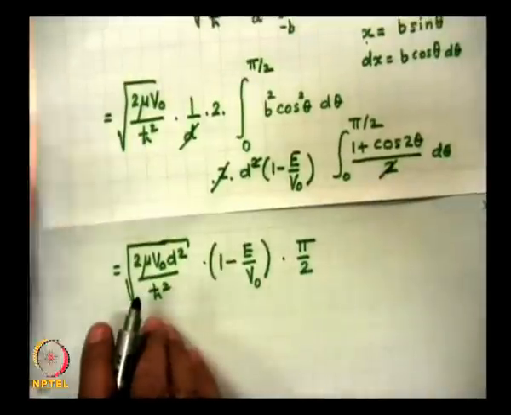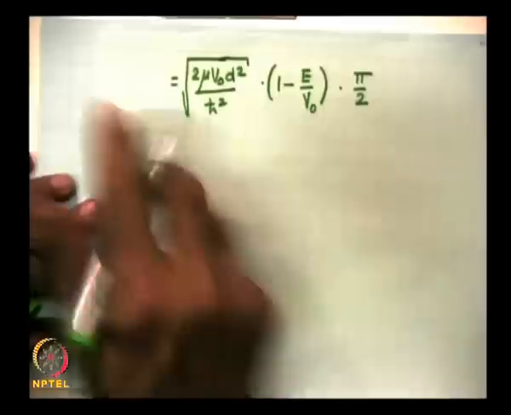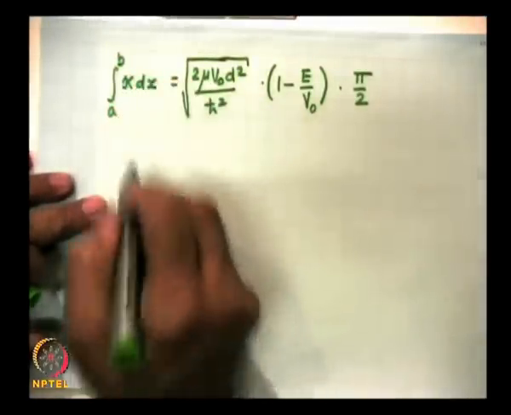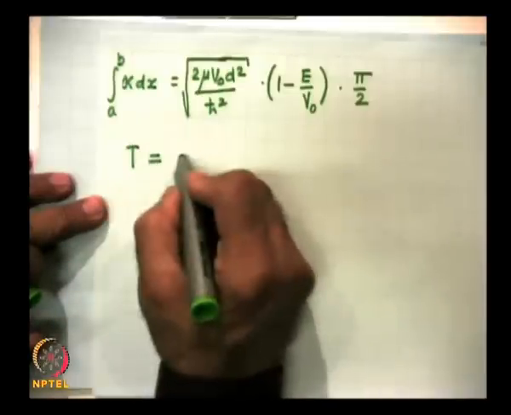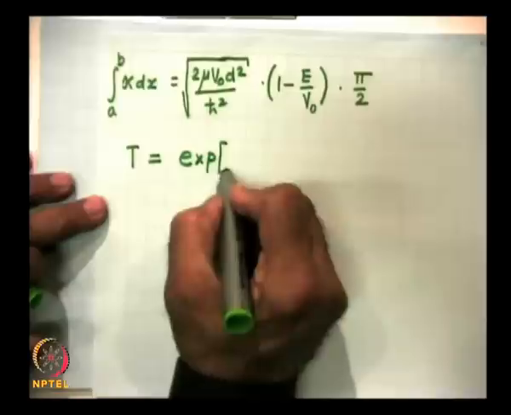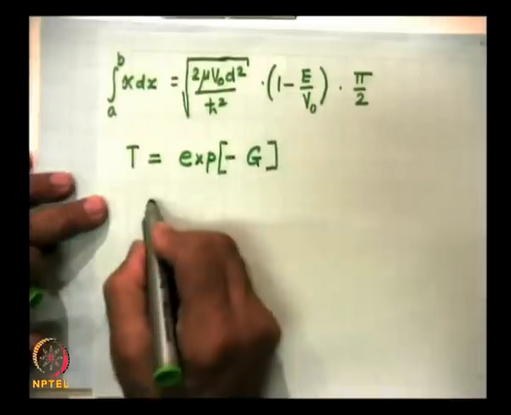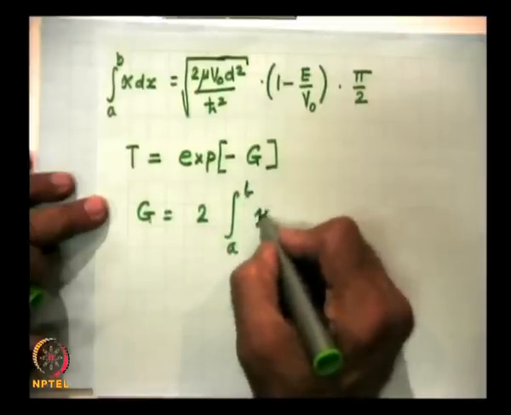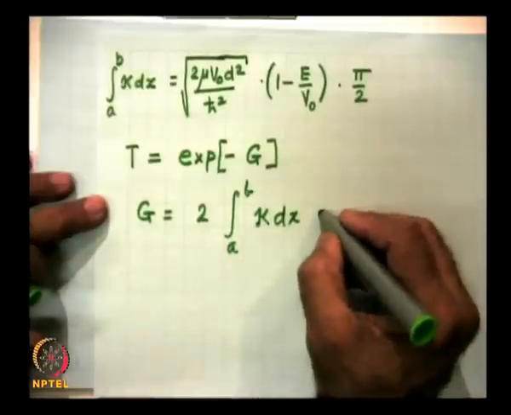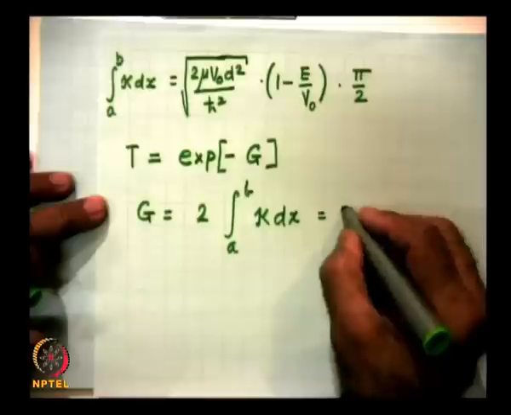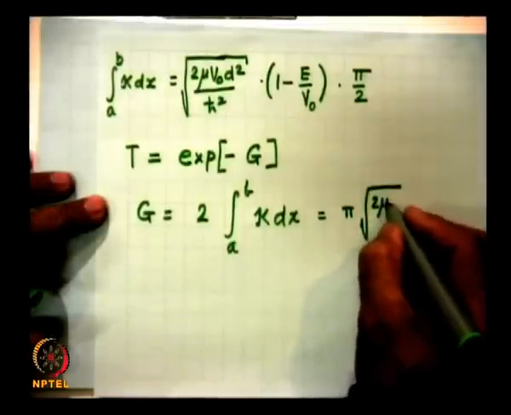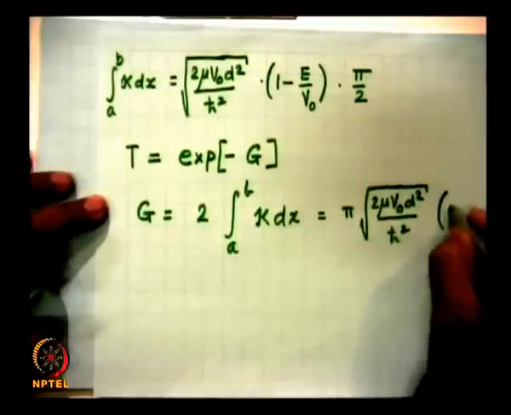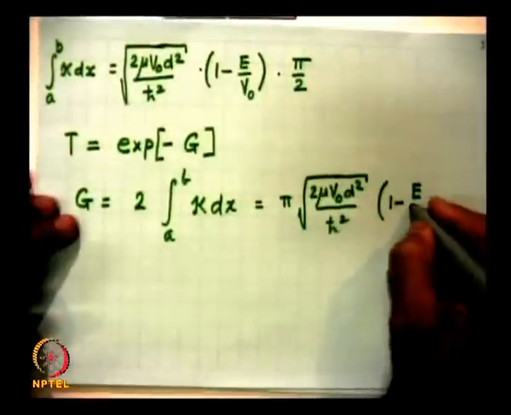pi by 2. So, this integral, as we had just now shown, was equal to integral a to b kappa dx, and the tunneling probability is equal to e to the power of minus G. So, G is equal to 2 integral a to b kappa of x dx, and this will be 2 into pi by 2, that is pi, under root of 2 mu V 0 d square by h cross square, into 1 minus E by V 0.